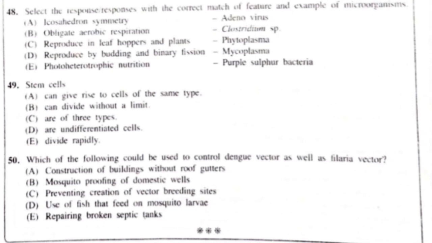Question number 50. Which of the following could be used to control the dengue vector as well as the filaria vector? The correct statements are C and D. So the answer is answer number 4.